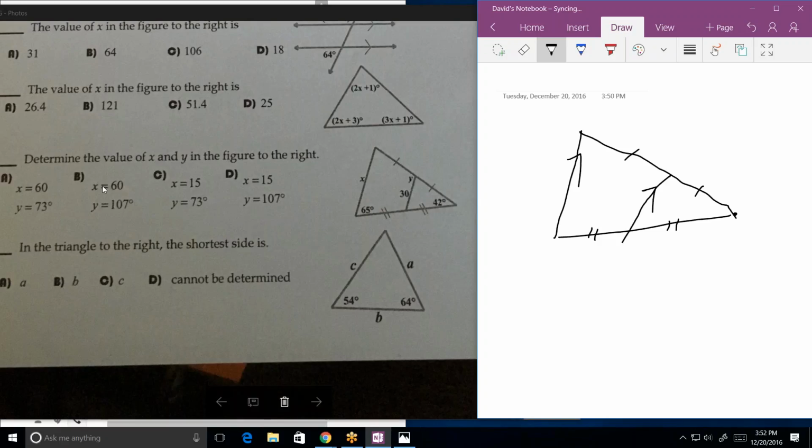In other words, they don't give you very many choices here. You know x is 60 for sure, and so y is either 73 or 107, and you could look at it and see that it's not 73. So this is one that you could actually just inspect if you were in a hurry and didn't want to go through the math. You know y would be 107 if given just two choices.